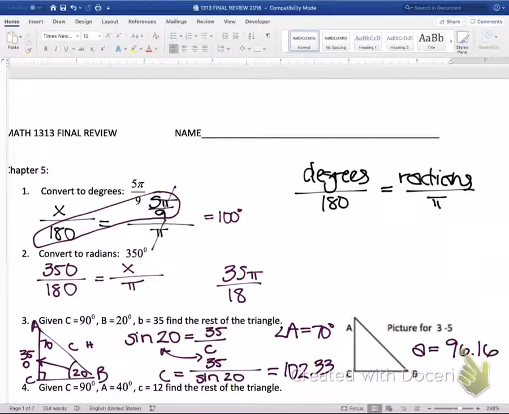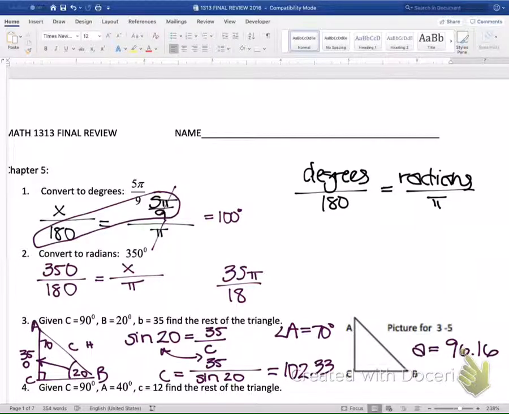Remember that a good check on yourself is that the largest angle should go across from the longest side. So you can just double check your answers to make sure they seem okay. Like those, when I get C, 102.33 sounds kind of large. However, considering side B is 35 when angle B is only 20, it's not that out of proportion. So I'm going to skip 4 and 5 because those are basically just the same thing.